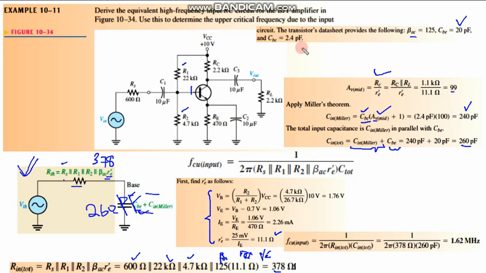Now this is done. Now determine the critical frequency. The formula is given by this equation. So R in total is 378, C in total is 260. You put the values, and this comes out to be 1.62. So this is all about the high frequency response of amplifier. Thank you.